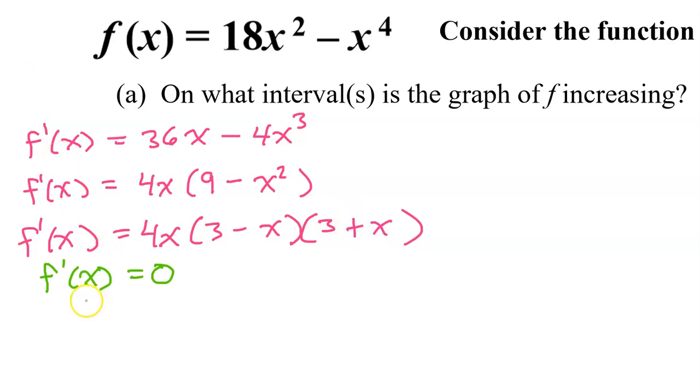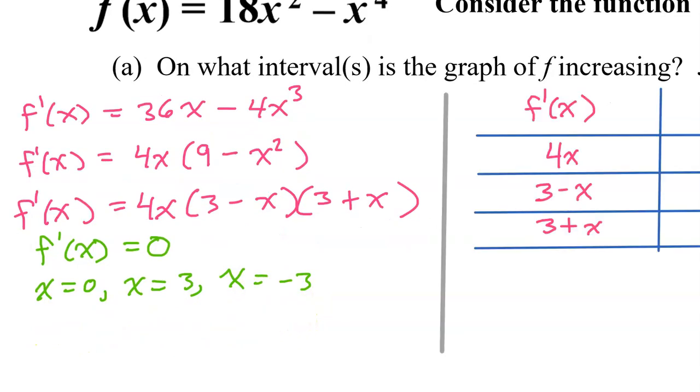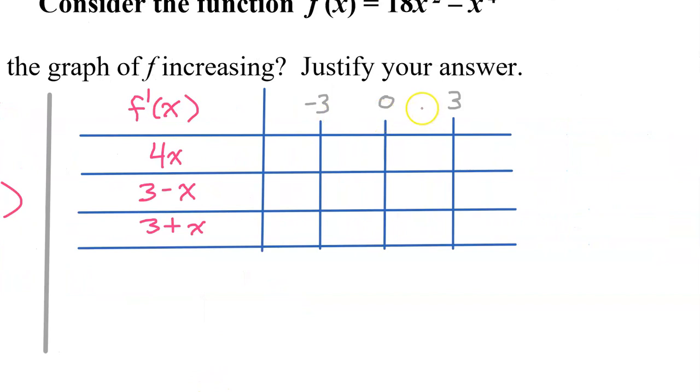In order to make the sign chart, we need to know where f prime equals 0. Setting 4x equal to 0, we get x equals 0. Setting 3 minus x equal to 0, we get x equals 3. And setting 3 plus x equal to 0, we get x equals negative 3. Let's put these values on a sign chart. Make sure you label your sign chart as f prime and create a row for each one of these factors. So I'm going to put 0, 3, and negative 3 on the sign chart like this.